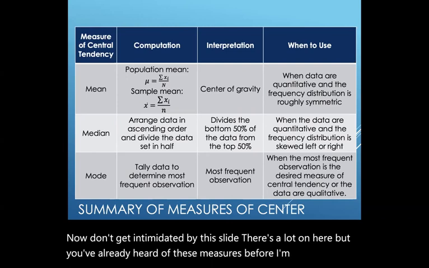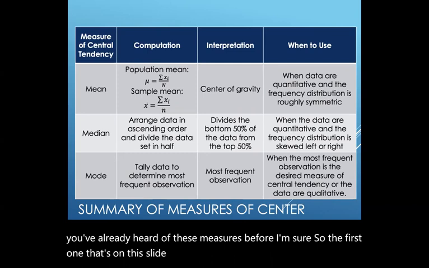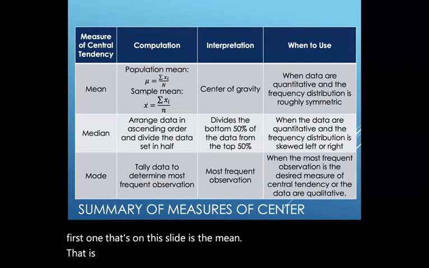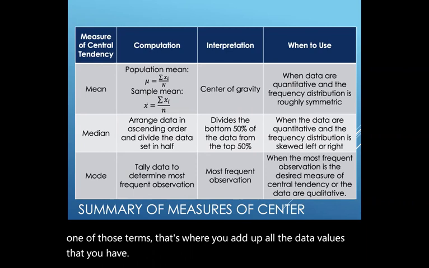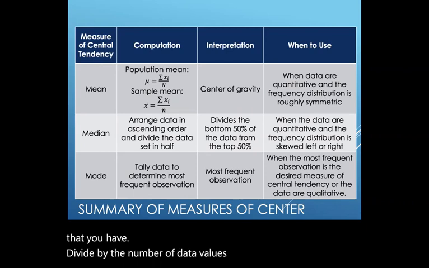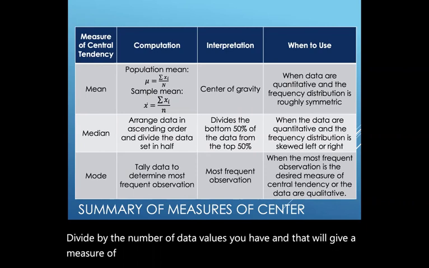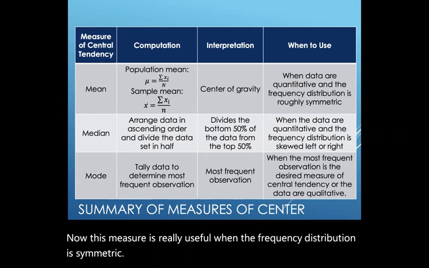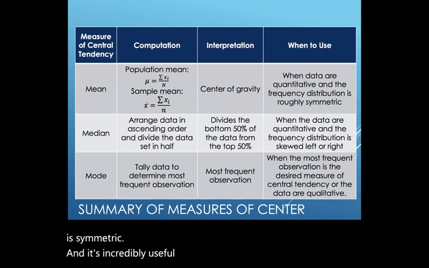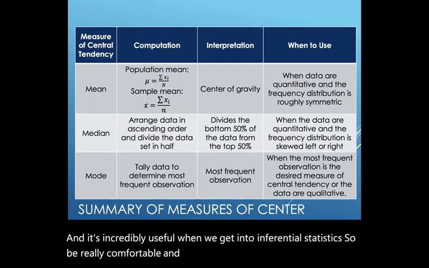So the first one on this slide is the mean. That is also known as the average. If you've ever heard either one of those terms, that's where you add up all the data values that you have, divide by the number of data values you have, and that will give you a measure of center. Now, this measure is really useful when the frequency distribution is symmetric, and it's incredibly useful when we get into inferential statistics. So be really comfortable and familiar with the mean.